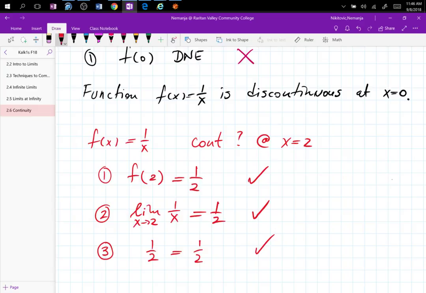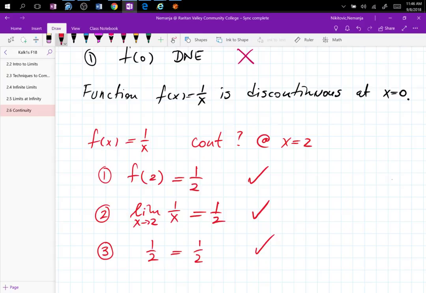Don't study examples. Never study examples. Because we have to make it clear that 1 over x is a discontinuous function. But see, now I am asking about continuity at a point, and that point is 2. So in this red example, yes, 1 over x is continuous at 2. It's discontinuous at 0, it's continuous at 2. So be very careful about that.